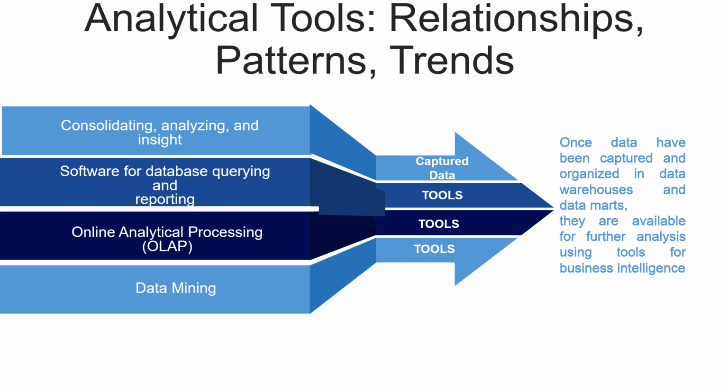So once the data have been captured and organized in the organization's electronic data warehouse, these data will then be available for analysis of relationship patterns and trends, and again that would be useful for the decision-making process of the business. This is where tools for business intelligence come in. As you can see on the image presented, capturing data includes consolidating, analyzing, and of course giving insight. So there are actually three tools that would be discussed on this topic.